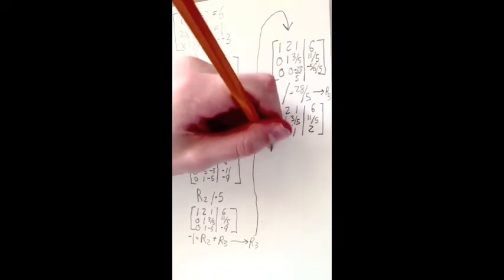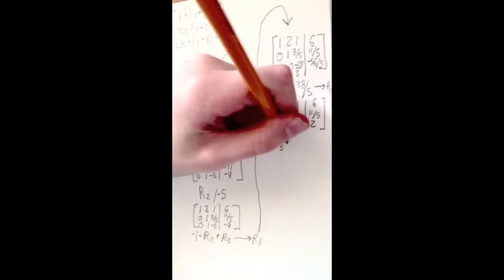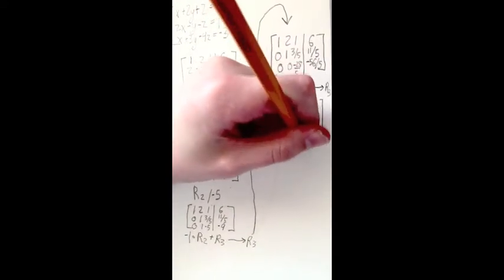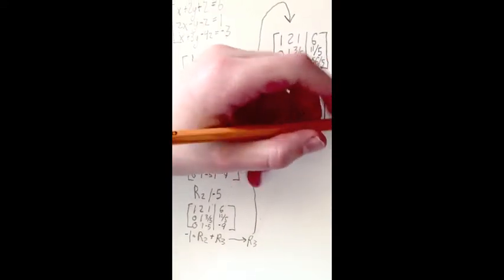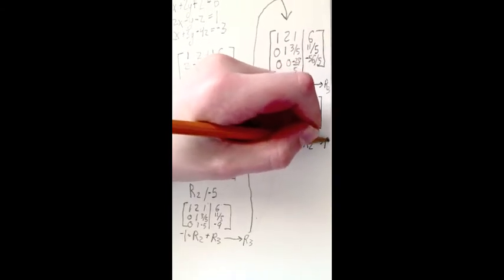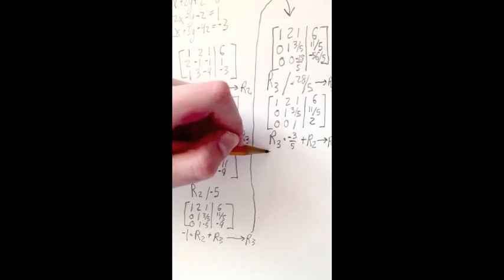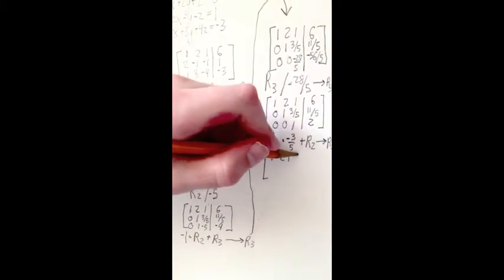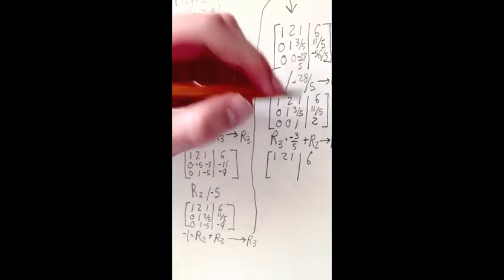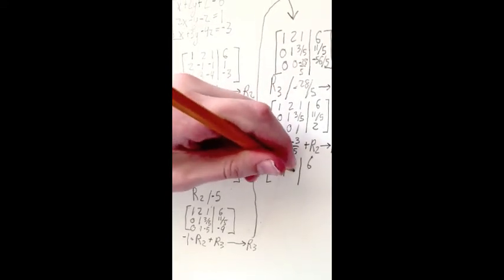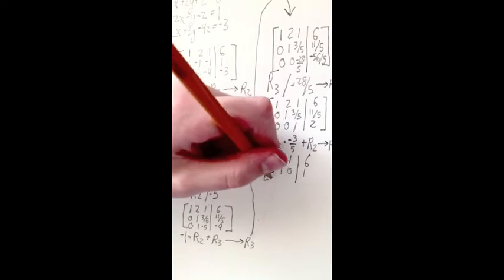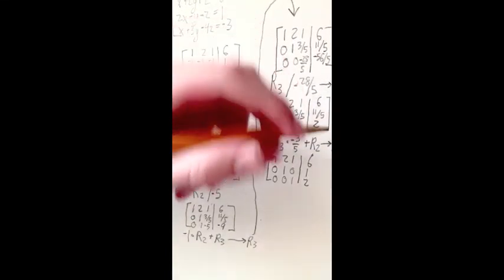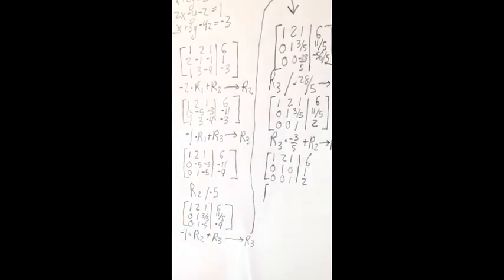So we're going to do row 3 times negative 3/5 plus row 2 is going to be equal to our new row 2, and we're going to get 1, 2, 1, 6, 0, 1, 0, 1, and 0, 0, 1, 2. As you can see, we're getting closer to our identity matrix.